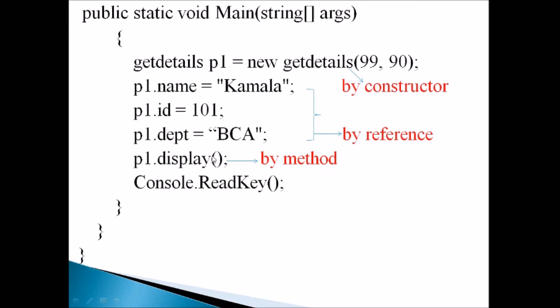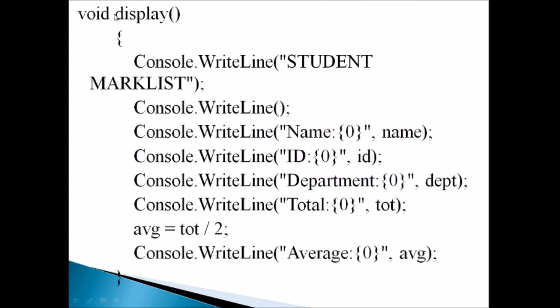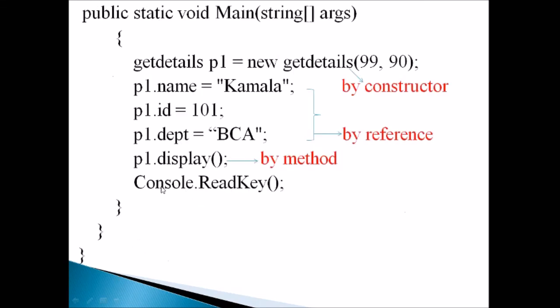And then the statement is p1 dot display. Here the method display is called by the object p1. This is object initialization by method. While we execute this statement, the method will be called. Here the method is display and all these statements will be executed. After executing this, the control will move to the next line, Console.ReadKey. During this statement, the user may press any key and the control will move back to the source code. So this is the example program for object initialization in three different ways: by constructor, by reference and then by method. Let us see the output.